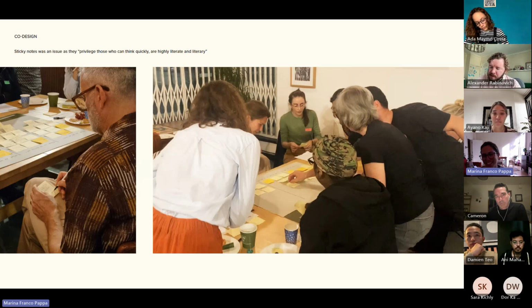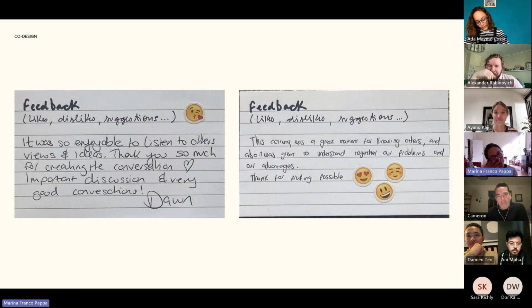The book's called Beyond Sticky Notes, and I ended up doing these sticky notes. But anyway, that's how we went. And I think the feedback was a lot about listening to other views and ideas, and understanding together the problems and advantages that we have as a community.